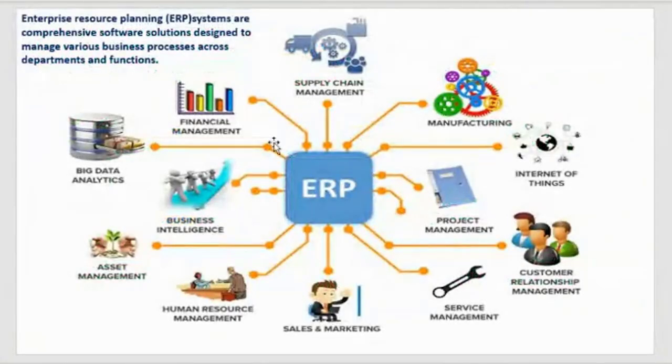Now we have ERP, which is Enterprise Resource Planning. And whenever you hear that word enterprise, it means the whole organization. So it's not just going to impact one department or one function, it's impacting the entire organization as a whole. So these ERP systems are comprehensive, integrated software solutions designed to manage various business processes across departments and functions. It involves all the departments and functions. And that's why you see that it's all connected to the ERP.